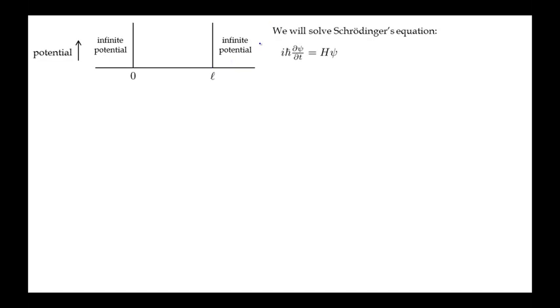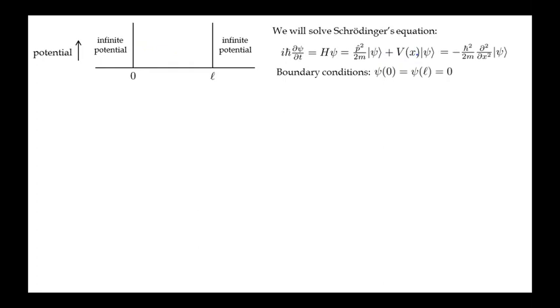Okay, so how are we going to figure out what the state of this electron is? Well, we'll solve Schrödinger's equation. What's Schrödinger's equation? i h bar d psi by dt equals H psi. But what is H? What's the Hamiltonian in this case? Well, since we have a free particle, as long as we stay in the box, it's p hat squared over 2m plus V(x), where V(x) is the potential energy.